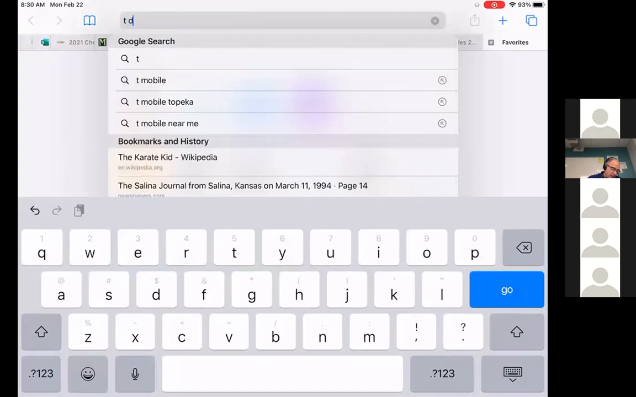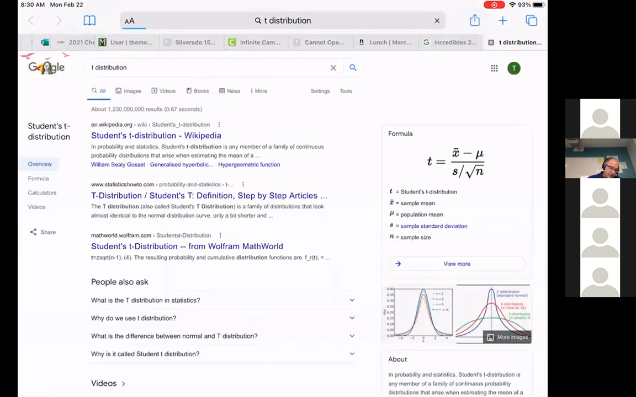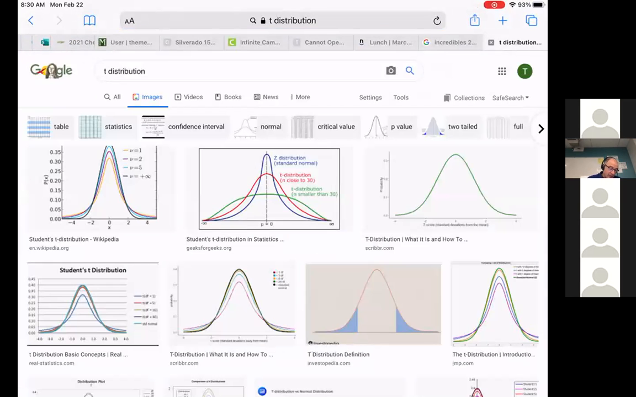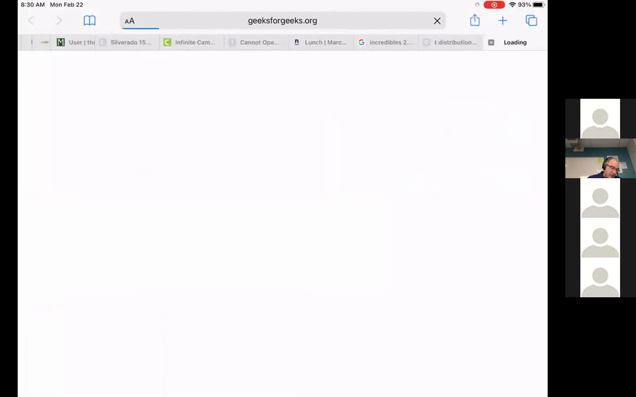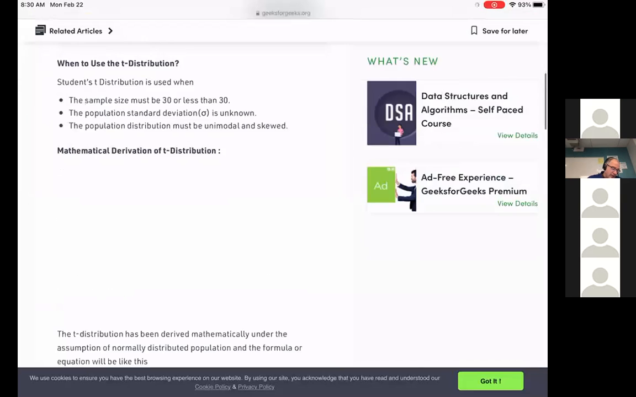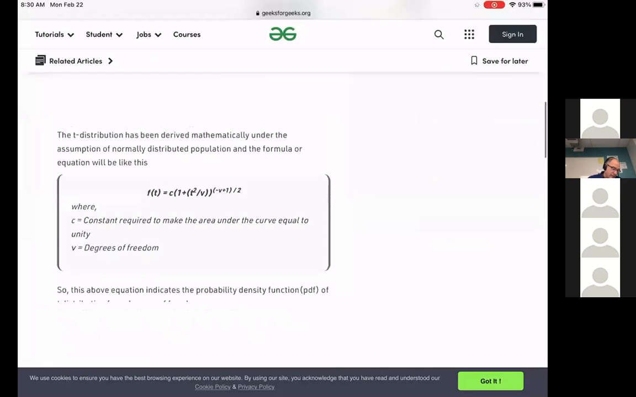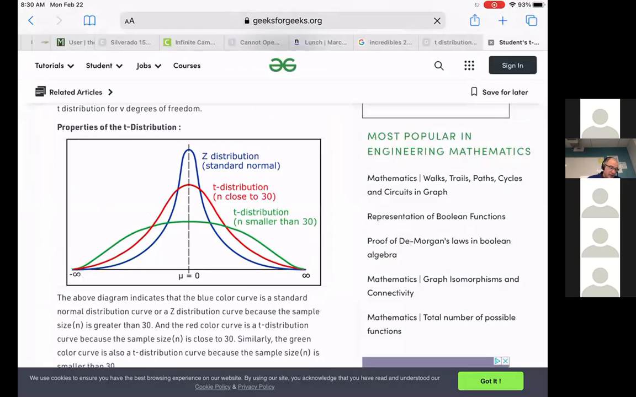Okay, so we're just going to Google a T distribution. Go look at images. Oh, actually, we didn't have to. Okay, so here's the image I pull up all the time anyway. This is a T distribution. There it is. Okay, so there's our T distribution.